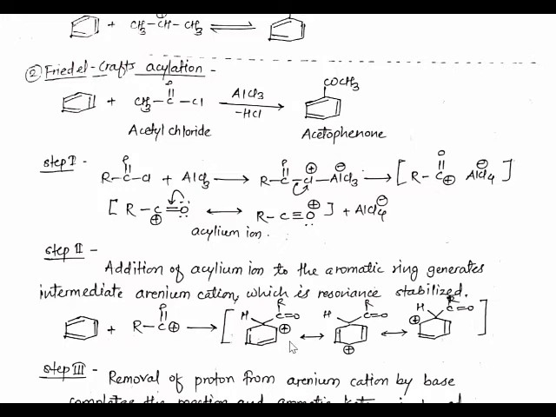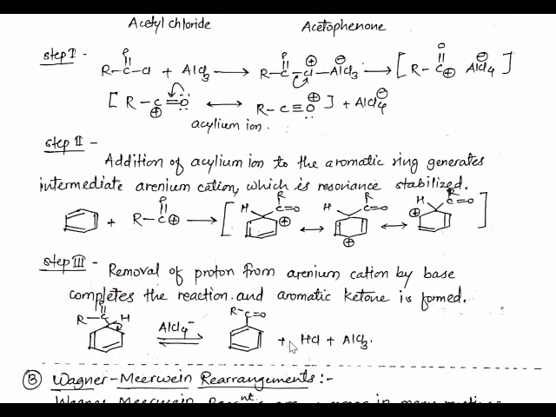Okay. So we are getting three canonical structures. See, these two structures are somewhat the same, right? Okay. Then in the third step, as now we have this type of structure, meaning we have this arenium cation, but it is not stabilized. Why?